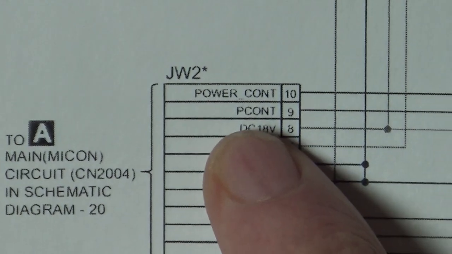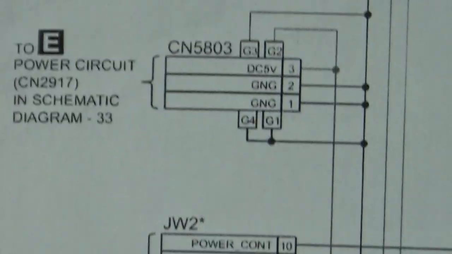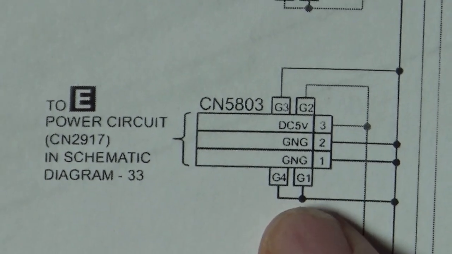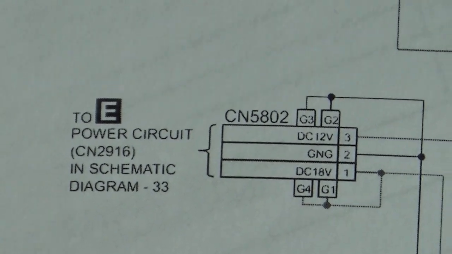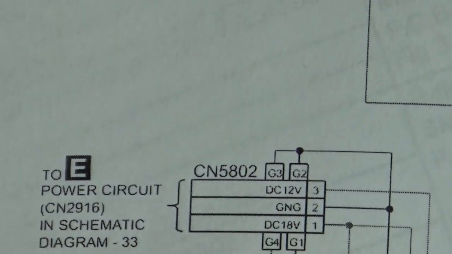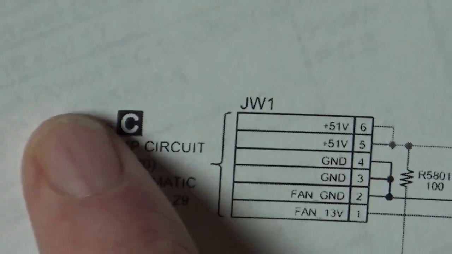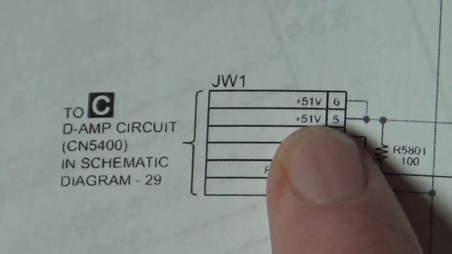So we want to make sure we've got our 18 volts, 12 volts, and 5 volts. And we've also got this one that's going to the power circuit, which is 5 volts. Another one to the power circuit, that's 12 volts and 18 volts. And you've got one going to your amp circuit, which is 51 volts.